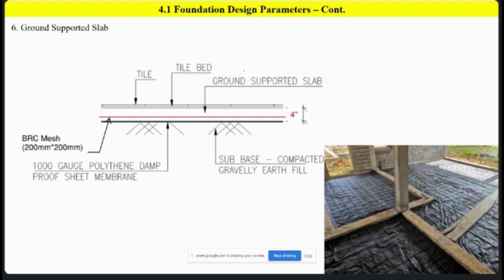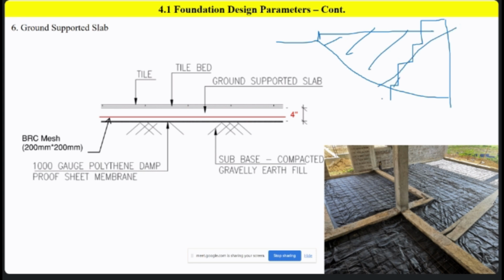Now I am just explaining about the ground supported slab. I explained earlier about the area. Now this is the road. This is your stratum soil profile. This is your retaining wall. Then what do you have to do? You need to fill this area. This is your fill.